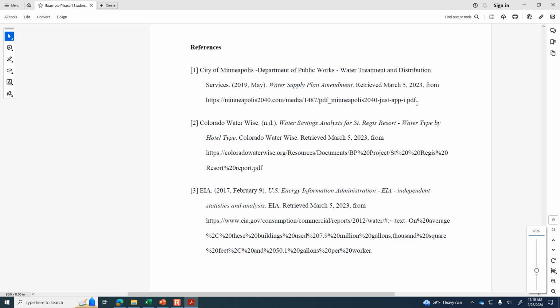It's not just a hyperlink. It's who is the author? What is the date that it was accessed? What's the title of the web page? This would be the date of publication, and this was the date that it was accessed.